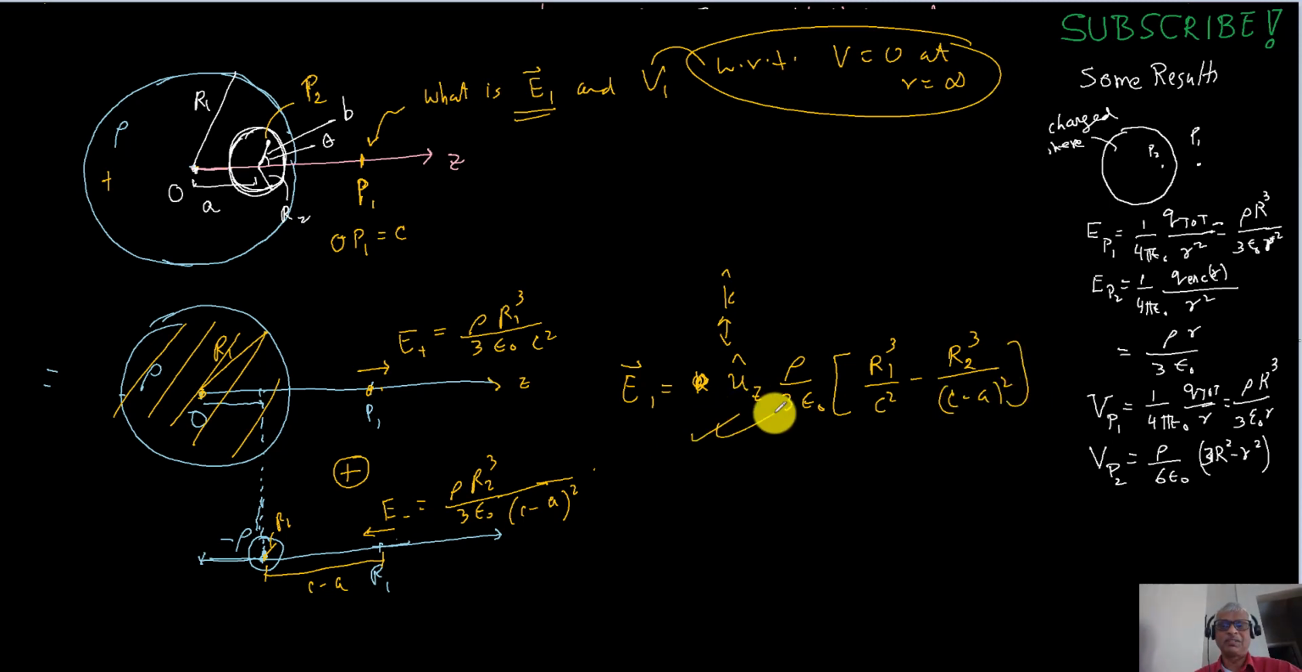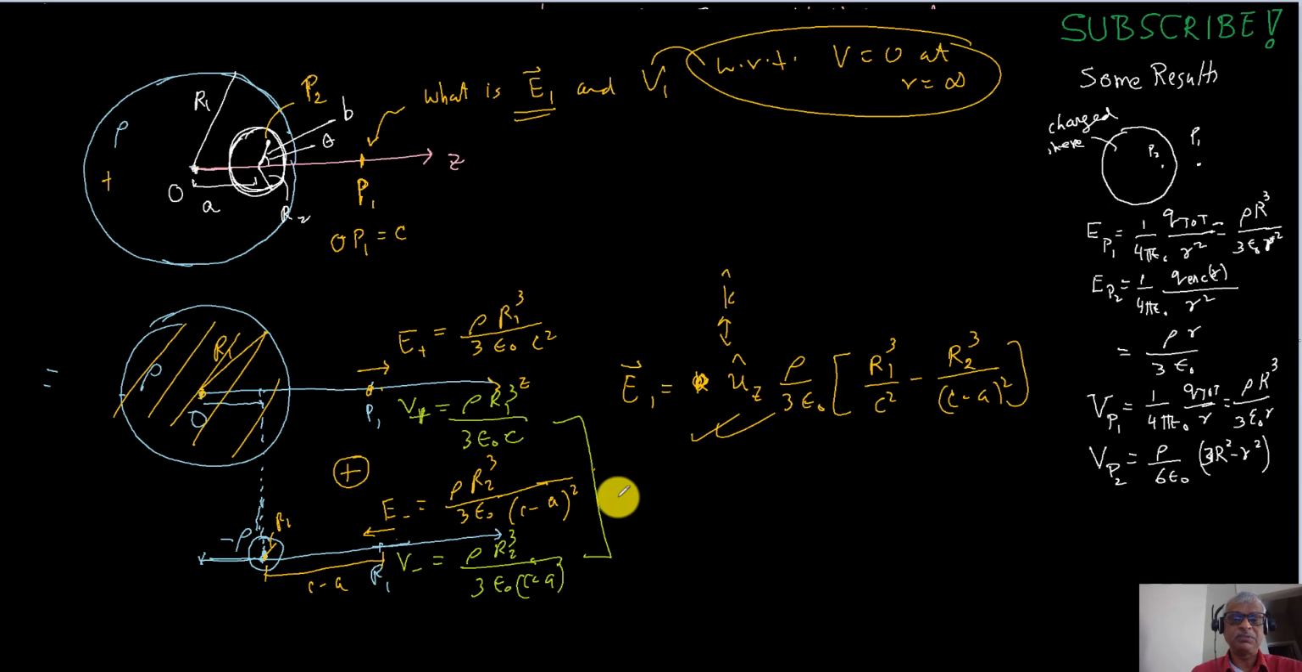And so we got this electric field. How about the electric potential? To get the electric potential, we just have to find the electric potential V1 here: V plus from this one, and V minus from this one, and then add them up. So what's the V plus? We look at this outside. This formula applies. V plus is rho R1 cube over 3 epsilon naught C. And this is at distance C minus A, so rho R2 cube over 3 epsilon naught (C minus A). And this one will be minus because this is negative. So this is for positive, this is for negative.